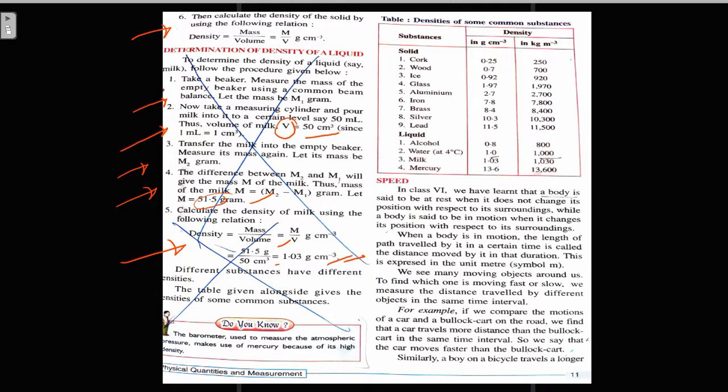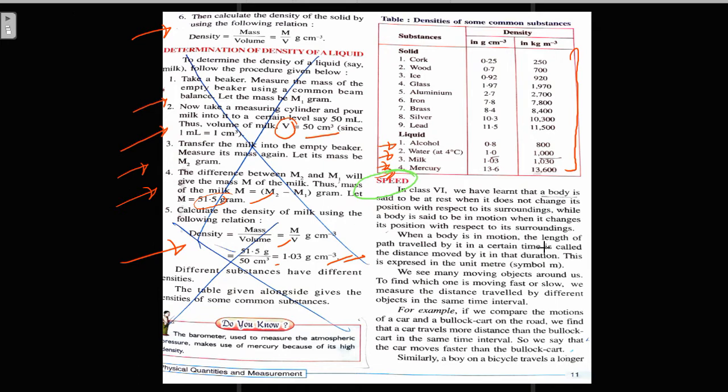So these are the densities of some common substances. You have to keep them in mind, like cork, wood, ice, glass. These are given. Alcohol, water, milk, mercury, you have to keep in mind, right? Now we will move on to the next topic, that is speed.